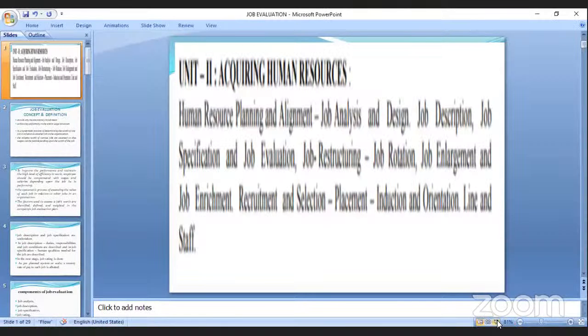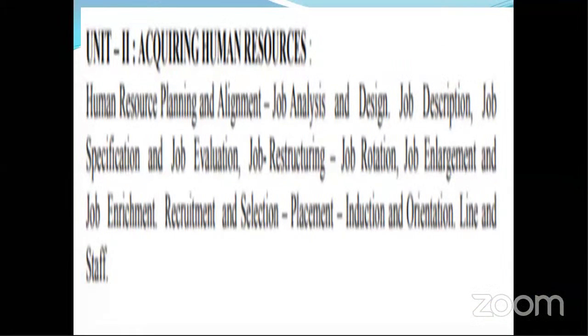Dear students, good morning. We are in BBA third sem, second year third sem, Human Resource Management class. And in this subject, we are in second unit. Till now, we have discussed various concepts in second unit, that is acquiring human resources.